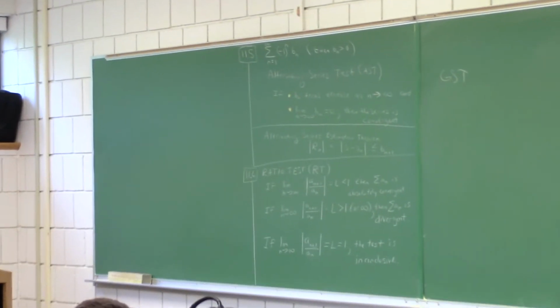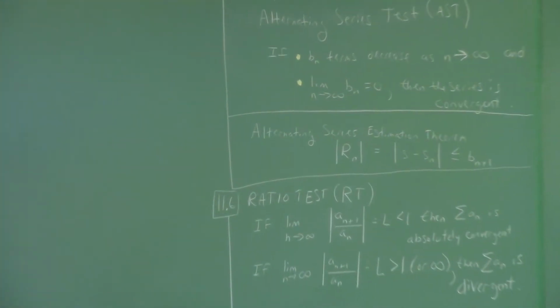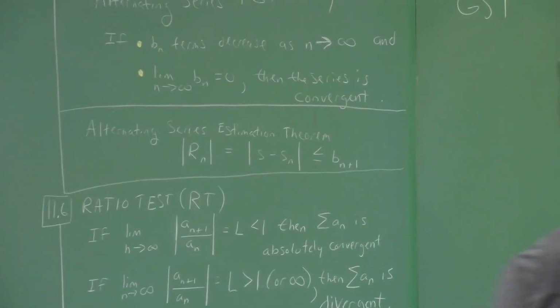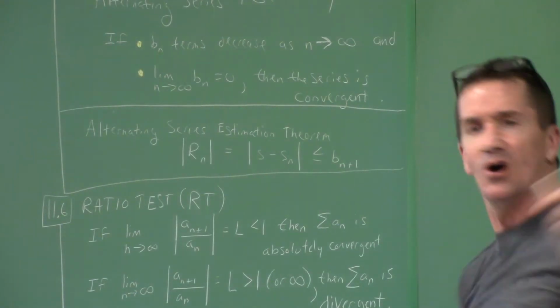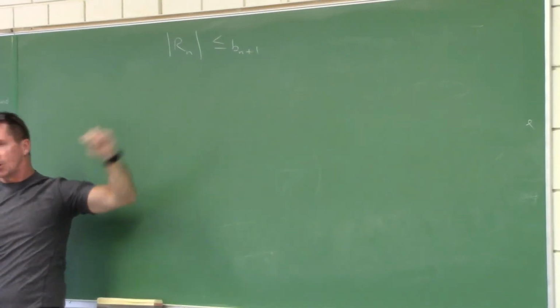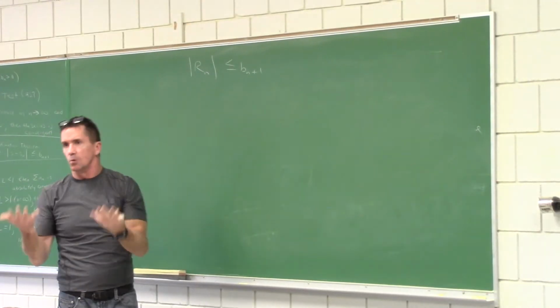R sub n with the absolute value bars over it, less than or equal to b sub n plus 1. This is the alternating series estimation theorem. What the heck does this mean? To better understand this, we'll work a problem.